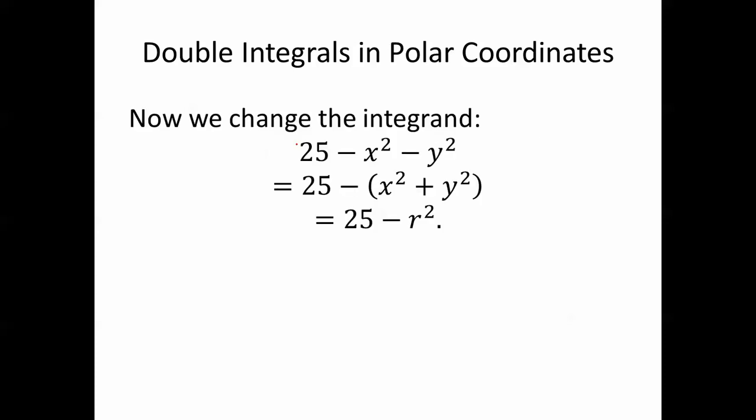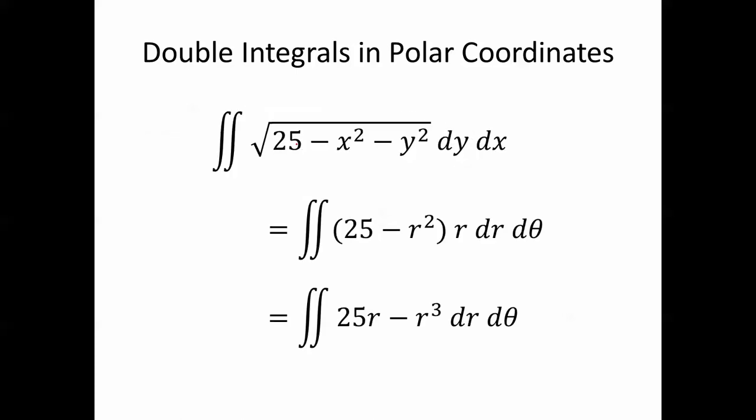So now we change the integrand, the function we're integrating. The square root of 25 minus x squared minus y squared, really that's the stuff under the square root sign, is 25 minus x squared plus y squared, in other words, 25 minus r squared. So this integral is really the integral of 25 minus r squared, times r dr d theta. Multiplying the r's together, we get 25r minus r cubed dr d theta.